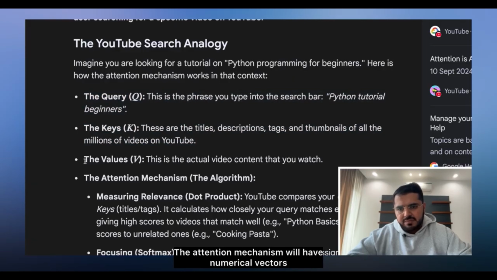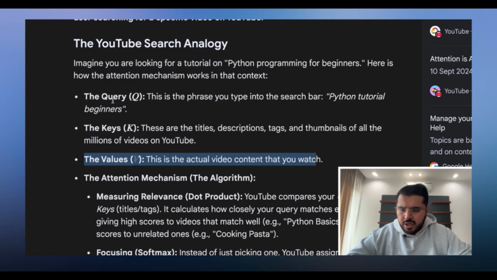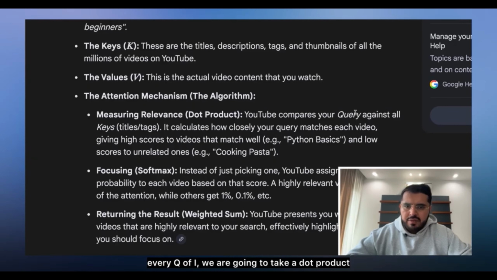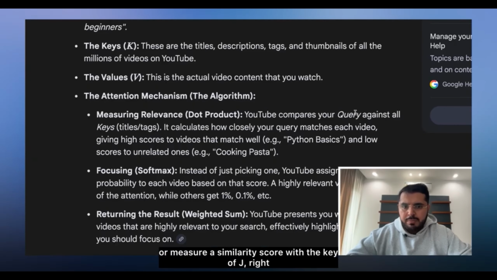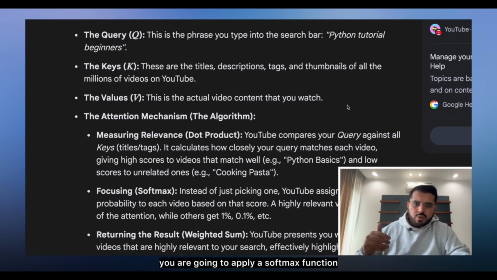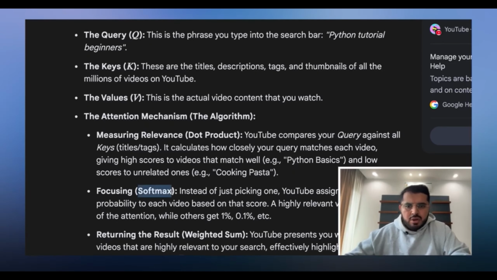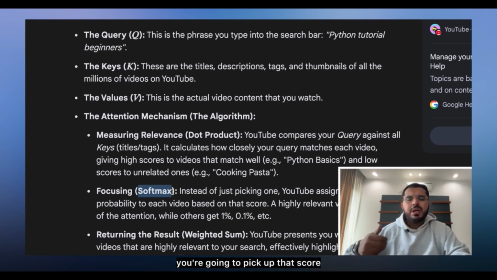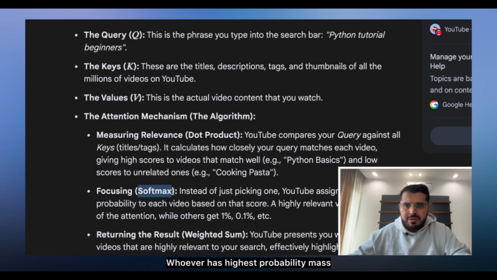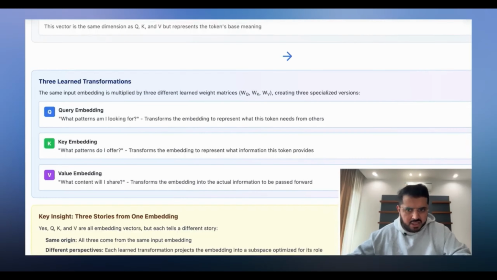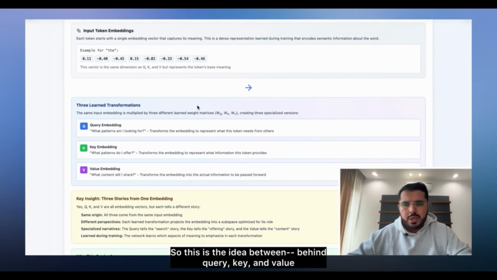The attention mechanism will have numerical vectors that will represent query, numerical vectors that will represent key, numerical vectors that will represent value. So for every Q of i, we are going to take a dot product, or measure a similarity score, with the key of j. You are going to apply a softmax function to convert that raw score into probability mass, and then you're going to pick up that score. Whoever has the highest probability mass, you're going to pick that up, let's say, for example, right? So this is the idea behind query, key, and value.